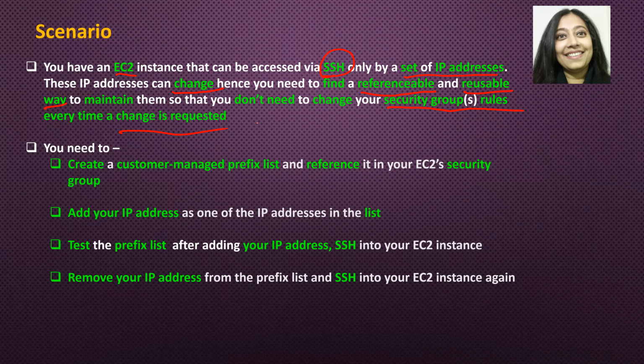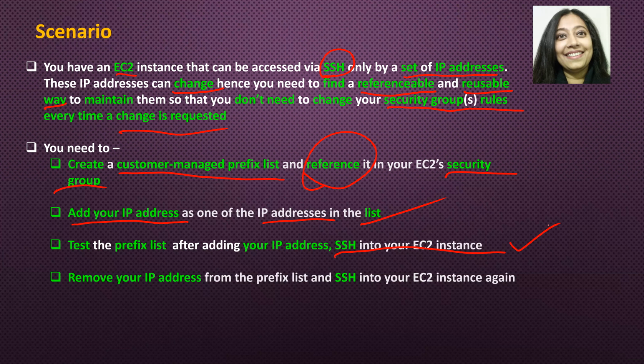Hence, in this lab, you need to create a customer managed prefix list and reference it in your EC2 security group. Now, to test whether this particular managed prefix list works or not, add your IP address as one of the IP addresses to the list. After you've added your IP address, SSH into your EC2 instance. And you should be able to do that.